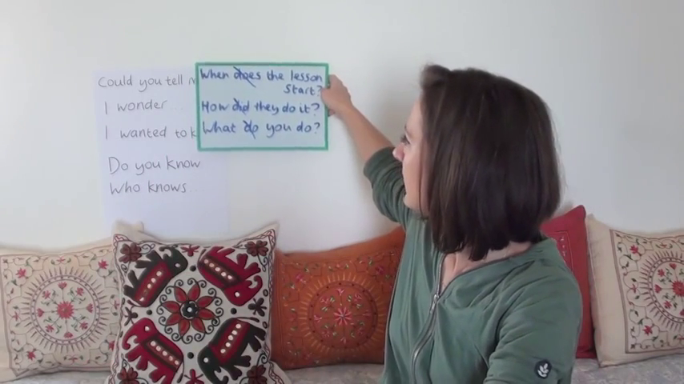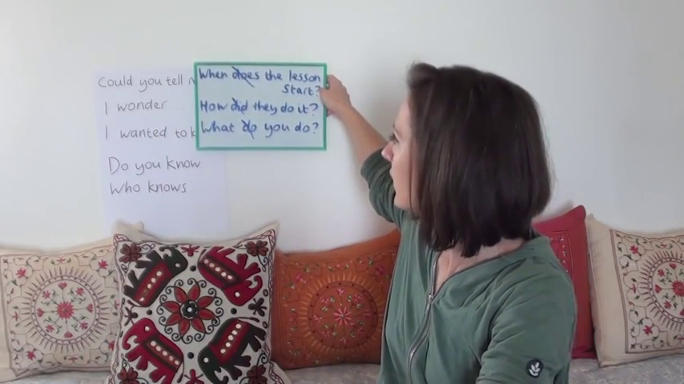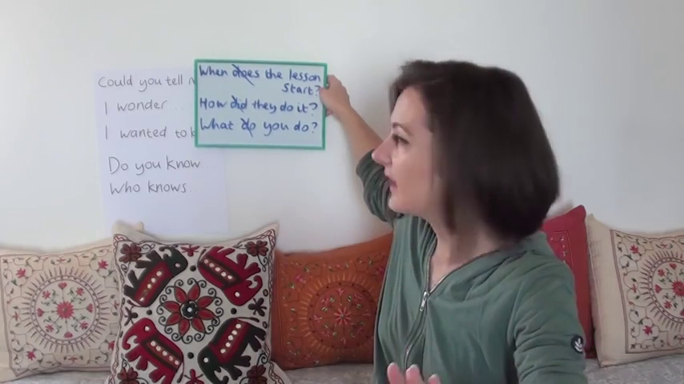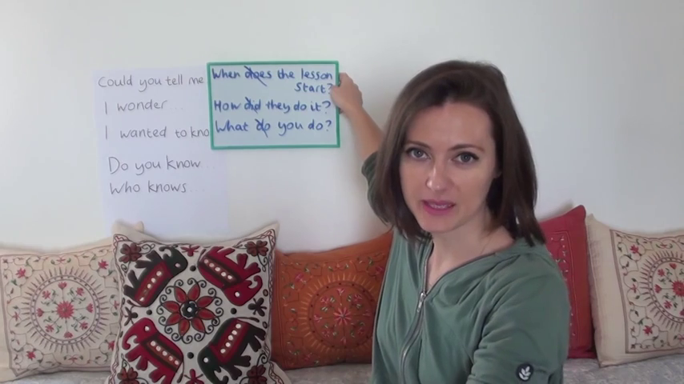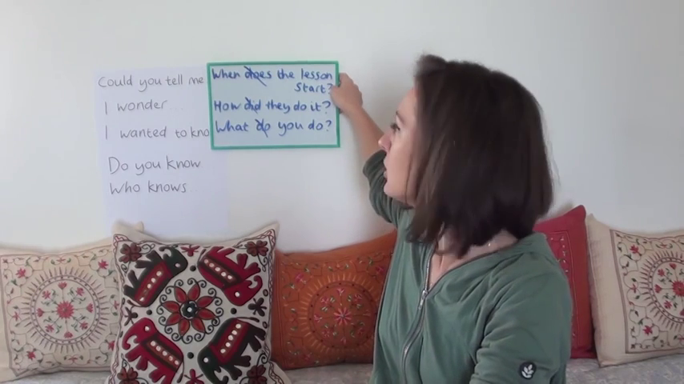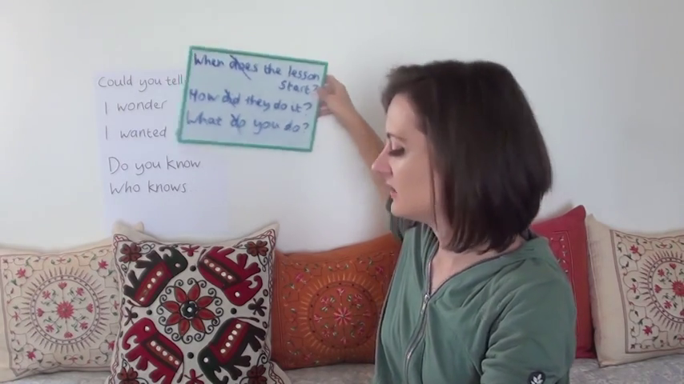Could you tell me when the lesson start? You can't say that. This is what I mean about verb conjugation. You have to say when the lesson starts. It's going to be a very small S because there's no space.